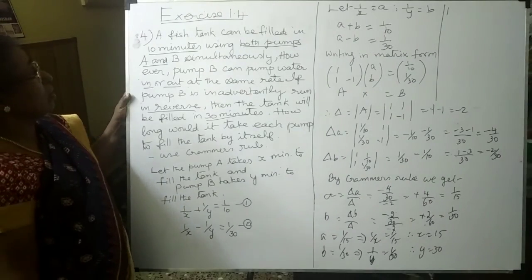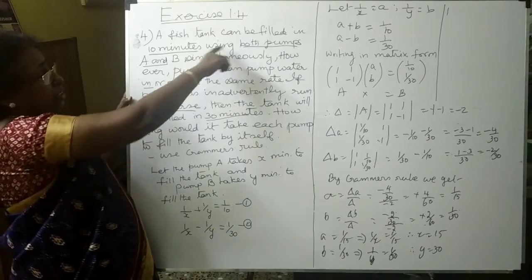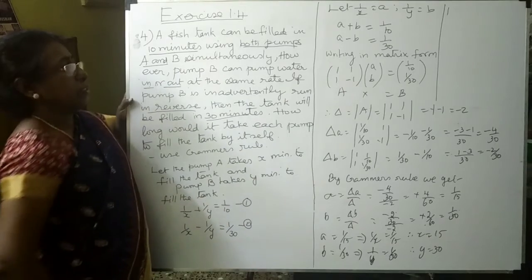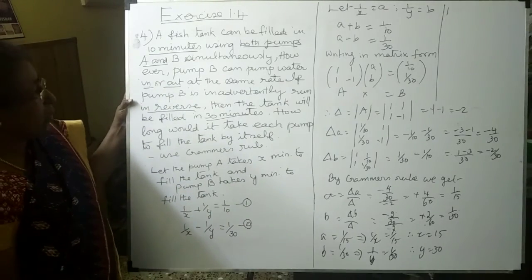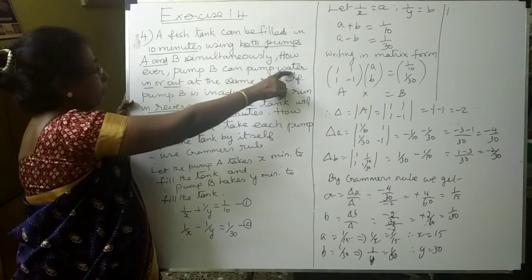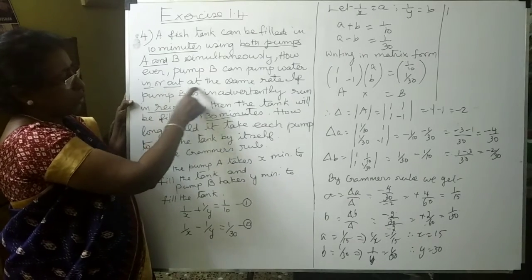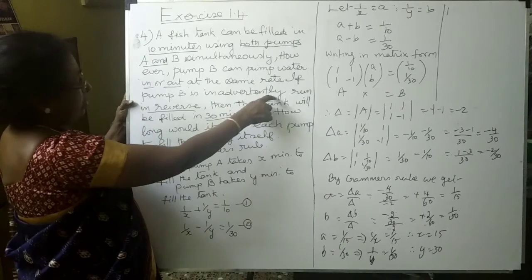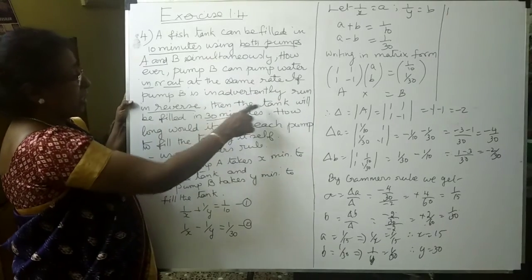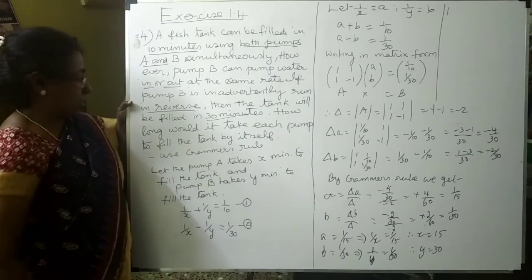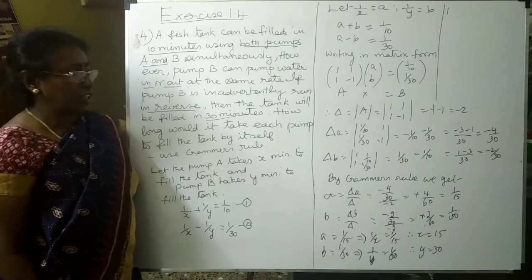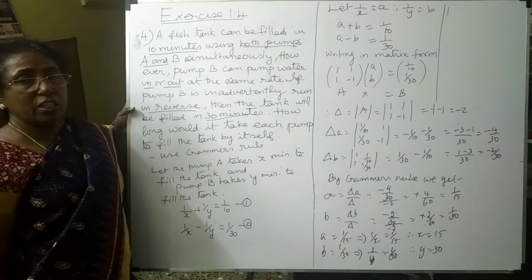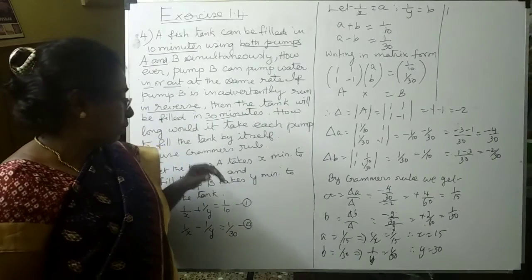The next question is about a fish tank. A fish tank can be filled in 10 minutes using both pumps A and B simultaneously. However, pump B can pump the water in or out at the same rate. If the pump B is inadvertently run in reverse, then the tank will be filled in 30 minutes. How long would it take each pump to fill the tank by itself? Now we are supposed to solve this question using Cramer's rule.